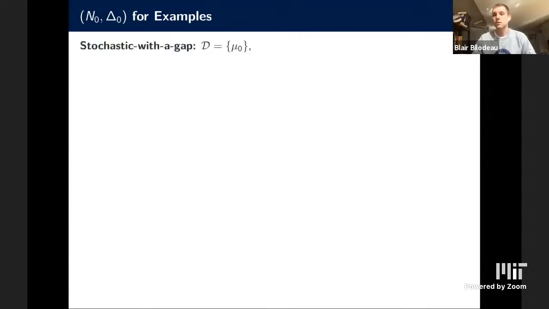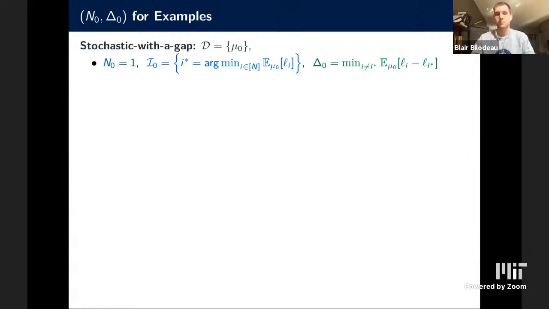So again, we have the stochastic with a gap setting. Here we just have I.I.D. realizations from a single distribution. We're saying, by definition, we only want a single effective expert. There's one that's best in expectation. This is the definition of what that effective expert is. And the effective stochastic gap is just the expected difference between that expert and the second best.